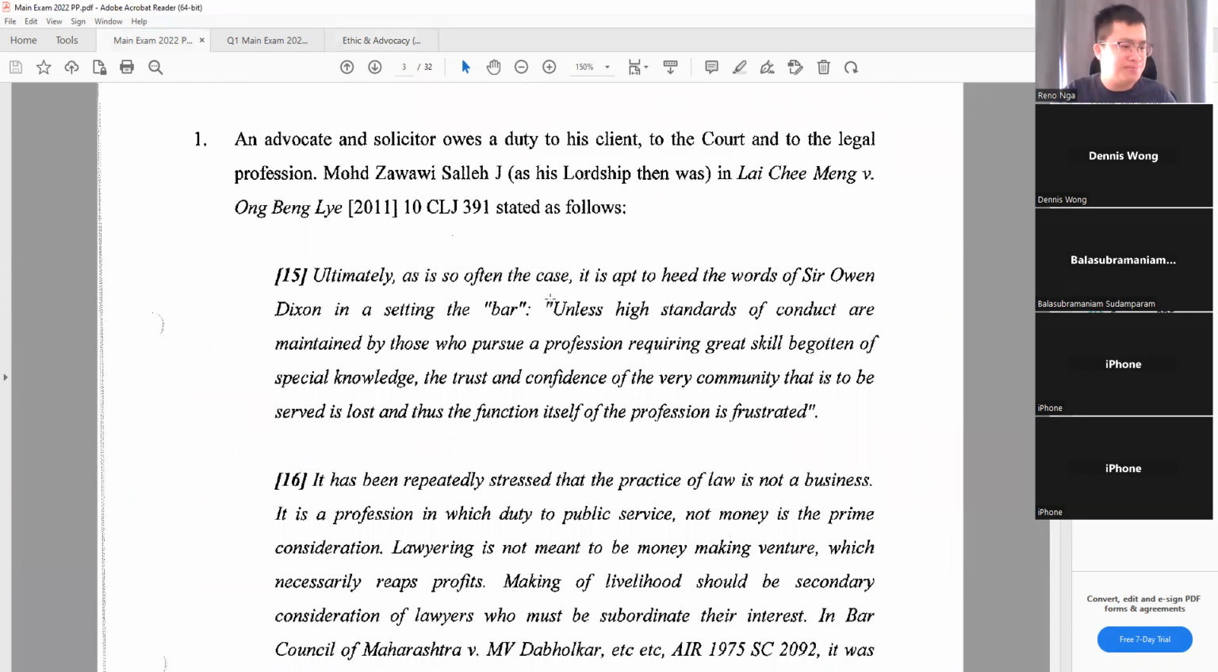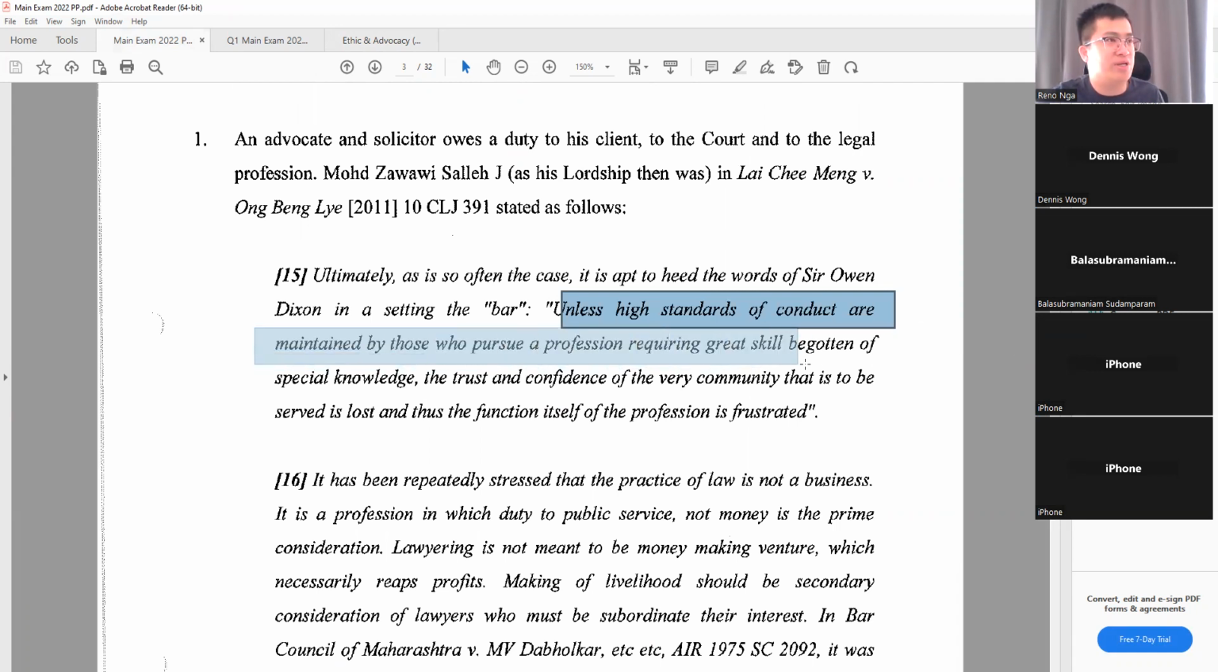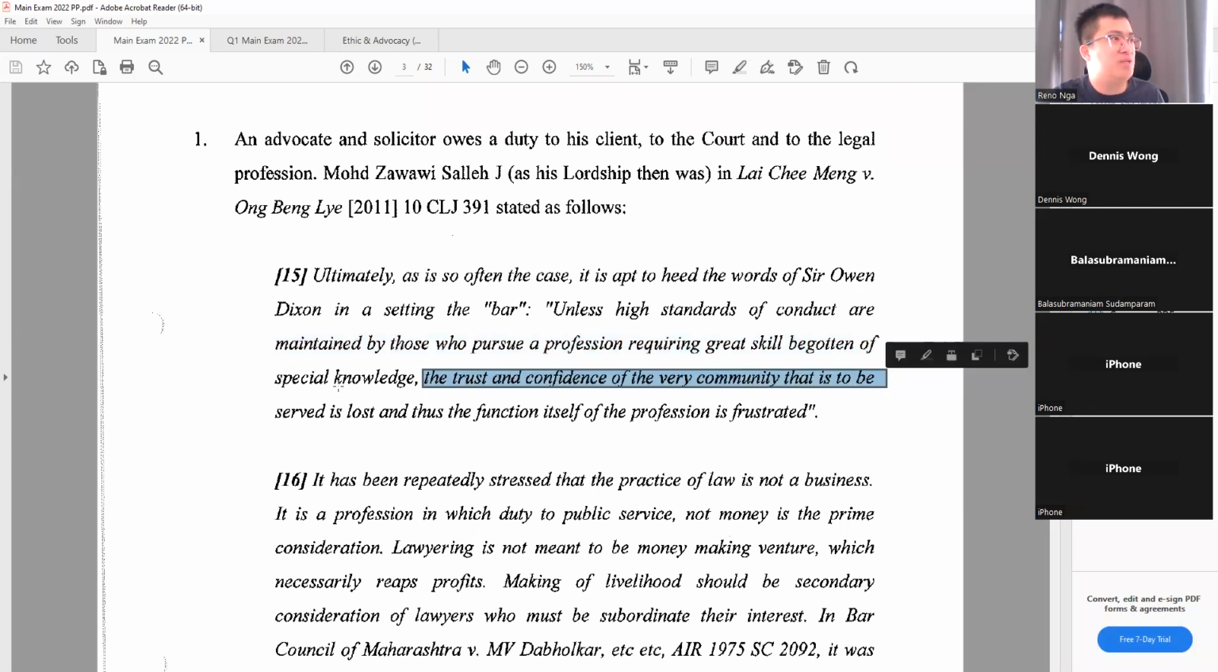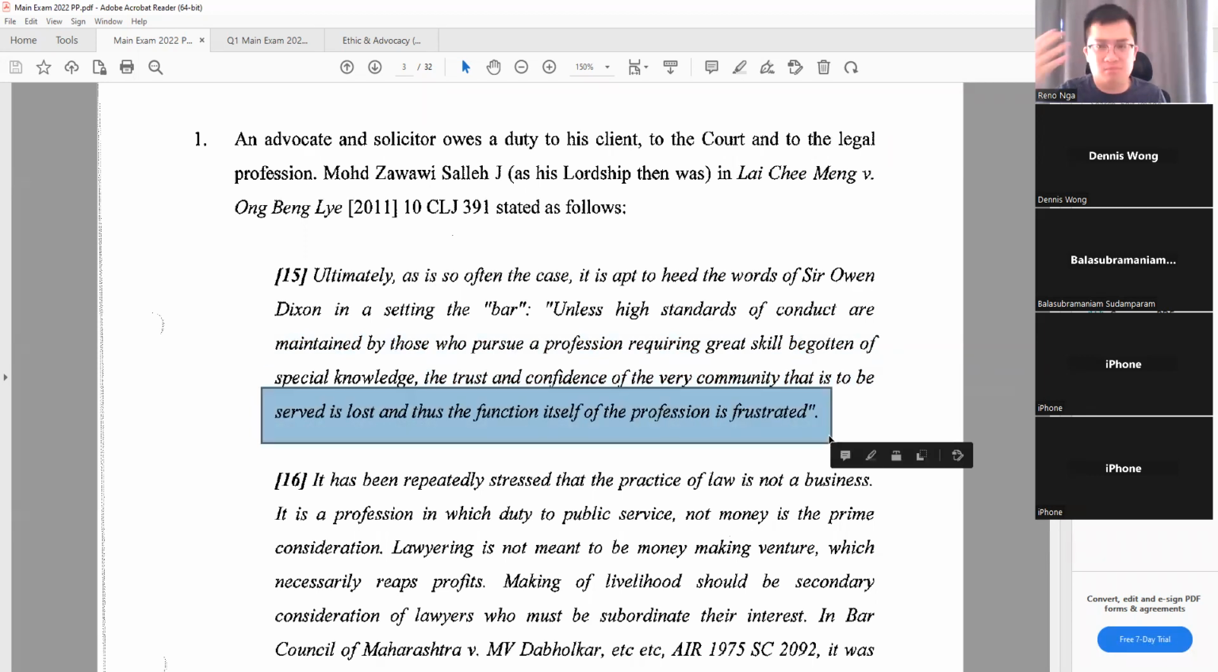For these questions, they basically talk about one case in which a judge specifically says that, and what I will take note of is that unless high standards of conduct are maintained by those who pursue a profession requiring great skill, the trust and confidence of the public is lost, and the function itself of the profession is frustrated. So basically they say we need a very high standard to maintain our profession. We cannot simply let people destroy our trust.